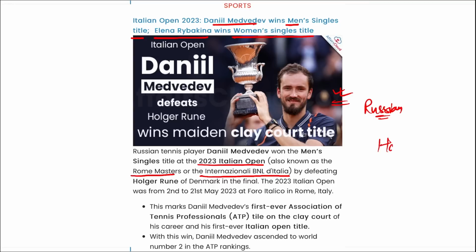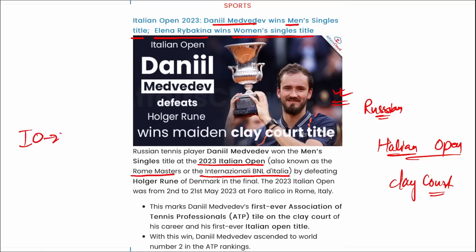Now, the Italian Open is played on clay court. Remember this also. And Wimbledon champion Elena Rybakina has won the Italian Open, and this marks her first major title on clay court in the Italian Open. Remember, the Italian Open 2023 was the 80th edition of this tournament.